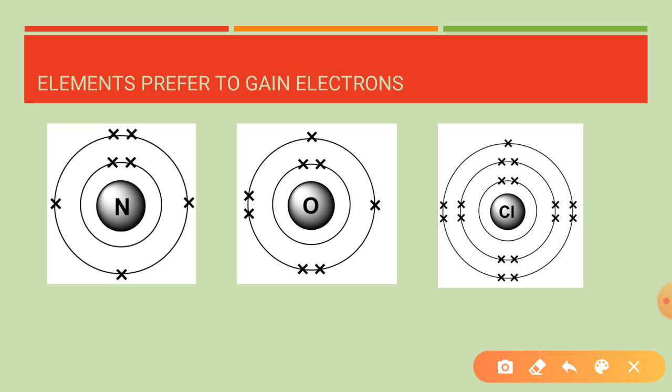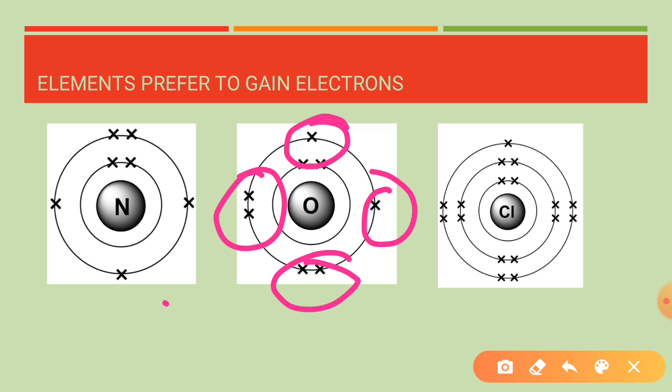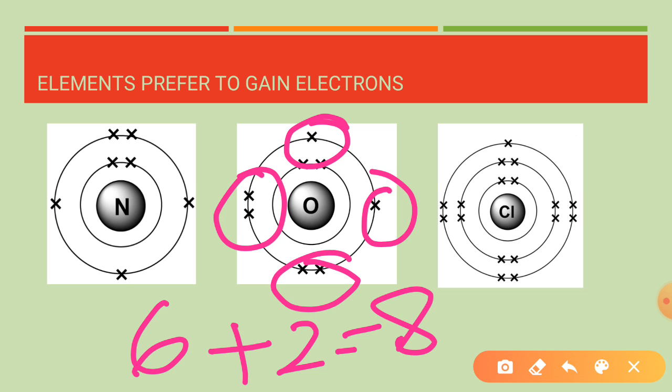Now oxygen, how many electrons at its outermost shell? 2, 3, 4, 5, 6. 6 electrons. How many does it have to receive? 2 to become 8. Yes, again it's easy to receive 2 electrons, and it's difficult to donate 6 electrons. It's very difficult, so it will gain 2 electrons.